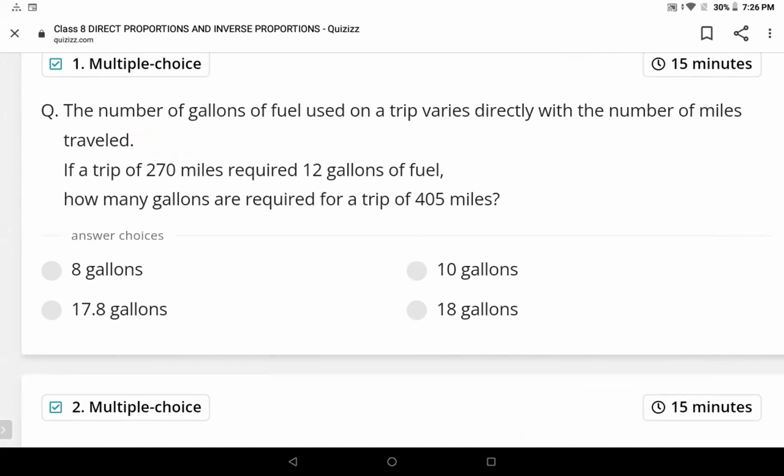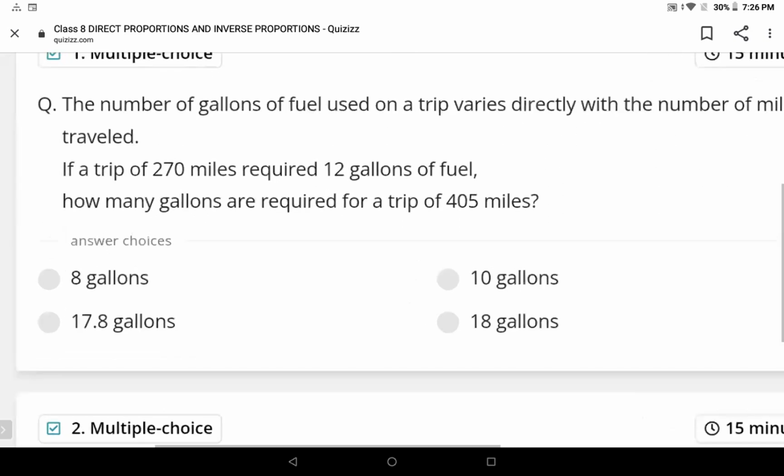Yeah, what is the meaning of gallons in a year? 144. Yes, 144 items is called a gallon. Very good. So 1 gallon equals 144. It's a measuring unit. So here the number of gallons of fuel used on a trip varies directly with the number of miles traveled. Direct proportion, children. It is given in the question only.